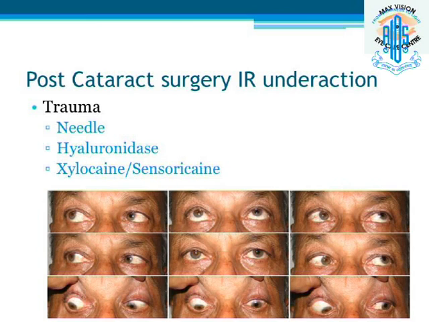Now, there are some examples. This is a case of post-cataract surgery inferior rectus underaction. We can clearly see the cause here could be trauma because of the needle, hyaluronidase, or xylocaine.